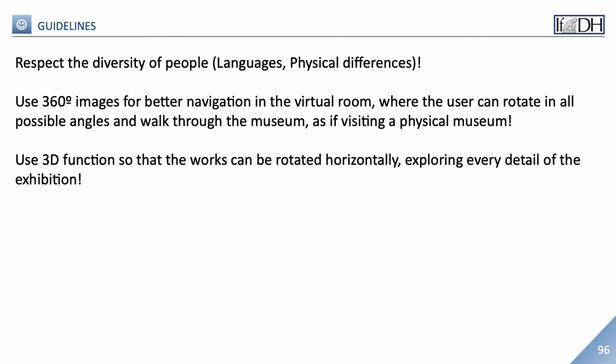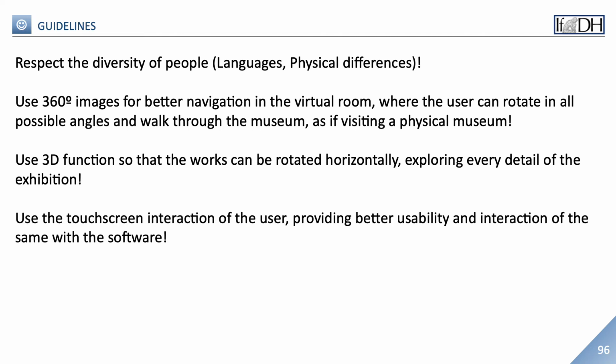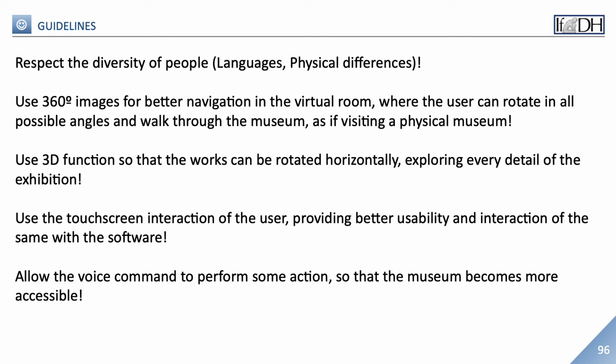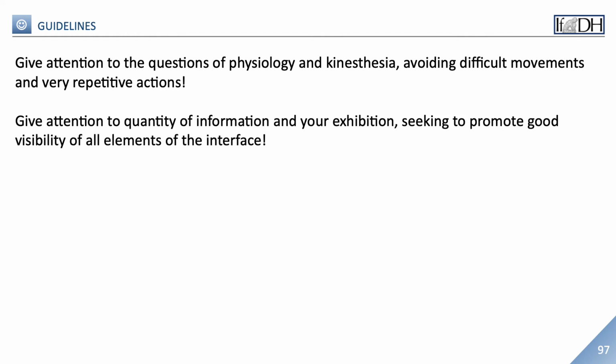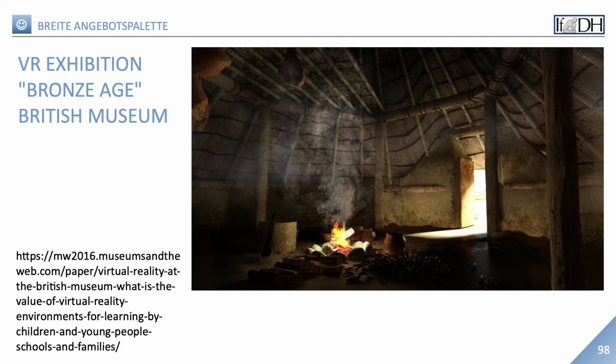Use the 3D function so that the works can be rotated horizontally to explore every detail of the exhibition. Use the user's touchscreen interaction to allow better usability and interaction of the same with the software. Allow the voice command to perform some actions, making the museum more accessible. Pay attention to the issues of physiology and kinesthetics, avoid difficult movements and highly repetitive actions. Pay attention to the amount of information in your exhibition and try to promote good visibility of all elements of the interface. With these criteria at hand, it would now actually be time to evaluate current forms of virtual museums.